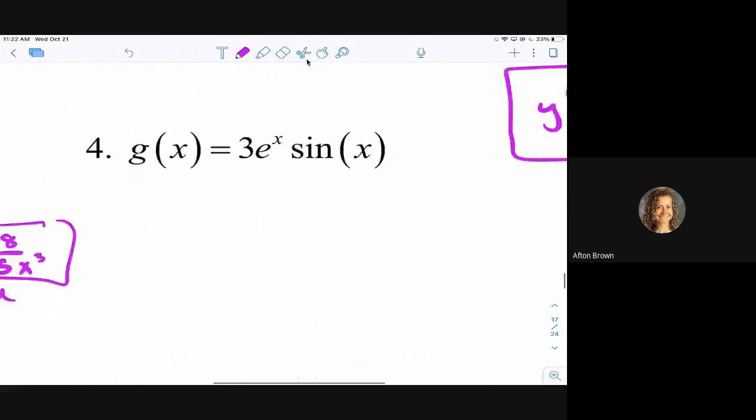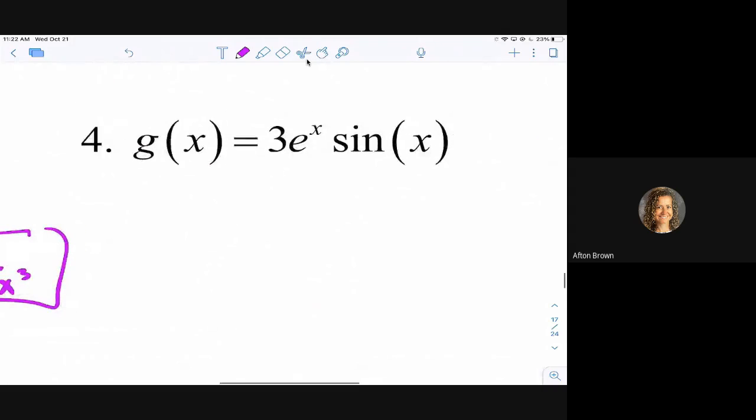Okay, so let's do our last example. When it's e to the x or sine of x, this is where you're not going to be able to avoid product rule because you can't actually simplify this any further like you can a polynomial. What is our first function? What would I identify as the first function?